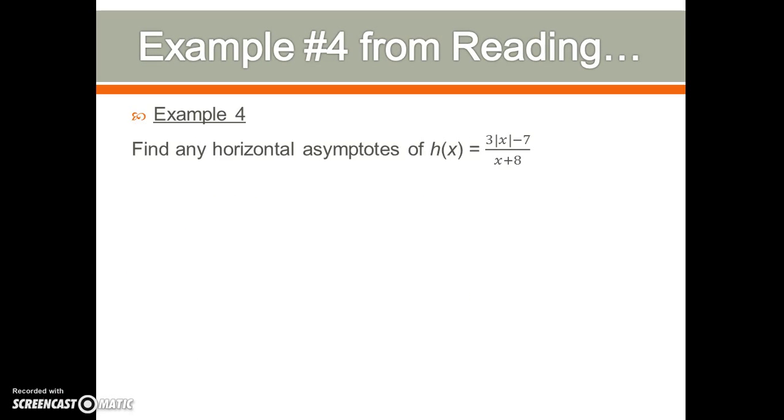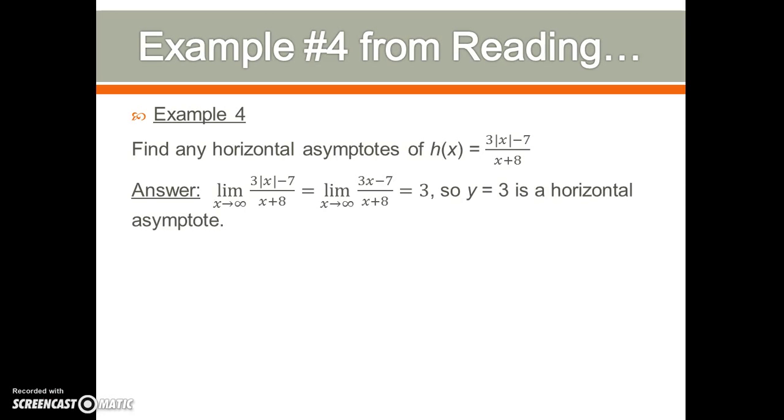Example 4 from the reading. Find any horizontal asymptotes of h of x equals (3 times the absolute value of x minus 7) over (x plus 8). Again, we need to check the limit as x goes to infinity of (3 times the absolute value of x minus 7) over (x plus 8). As x goes to infinity, the absolute value of x is the same as x. So the limit as x goes to infinity of (3x minus 7) over (x plus 8) is equal to 3. So y equals 3 is a horizontal asymptote.